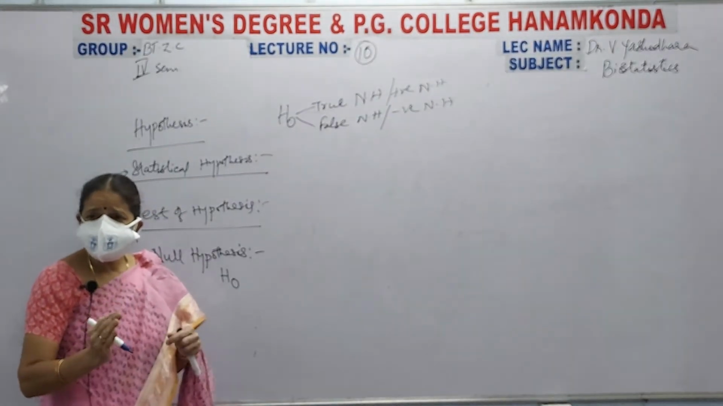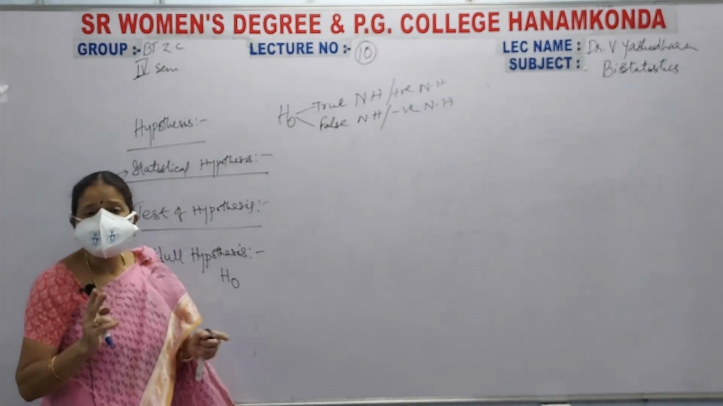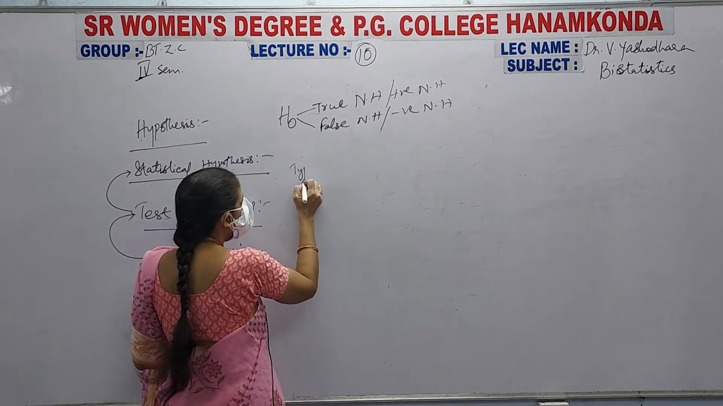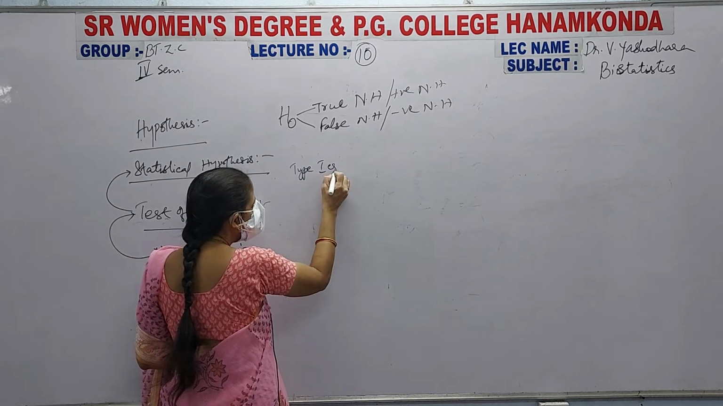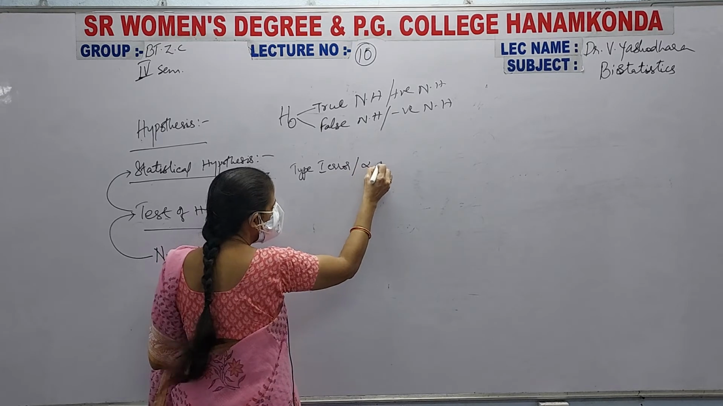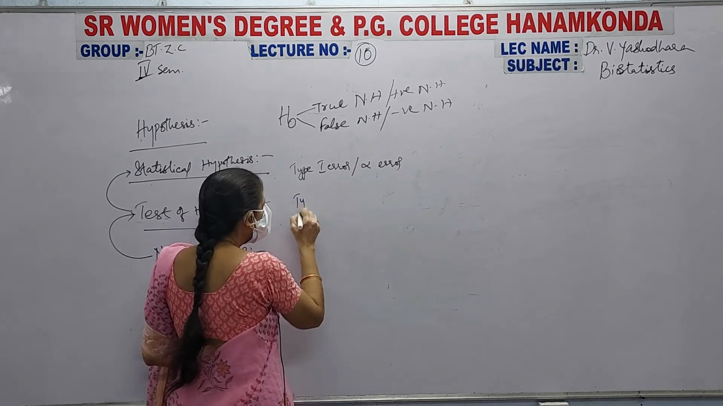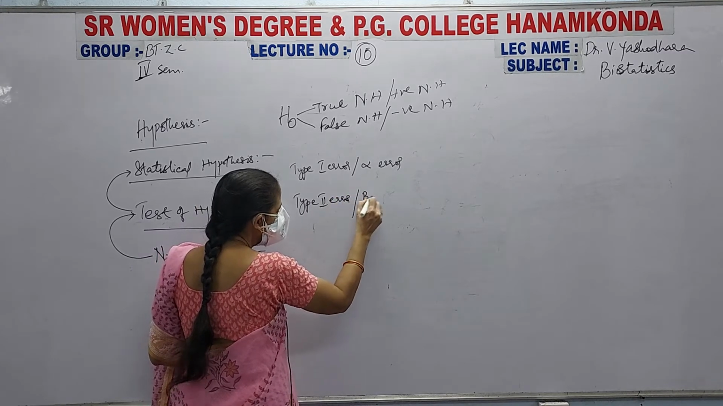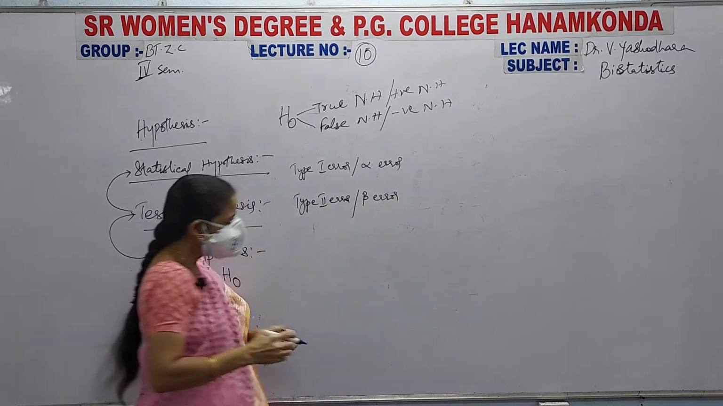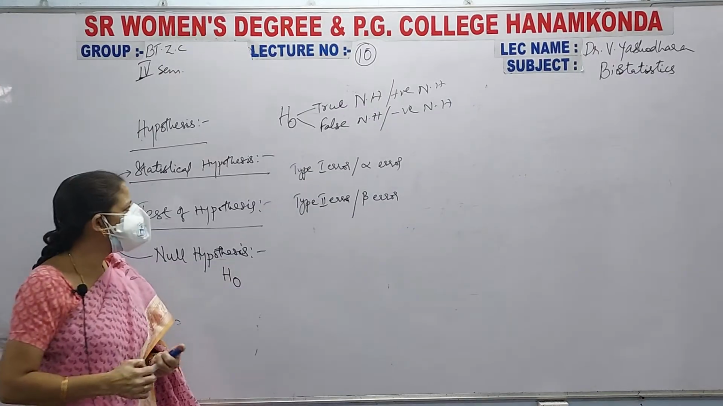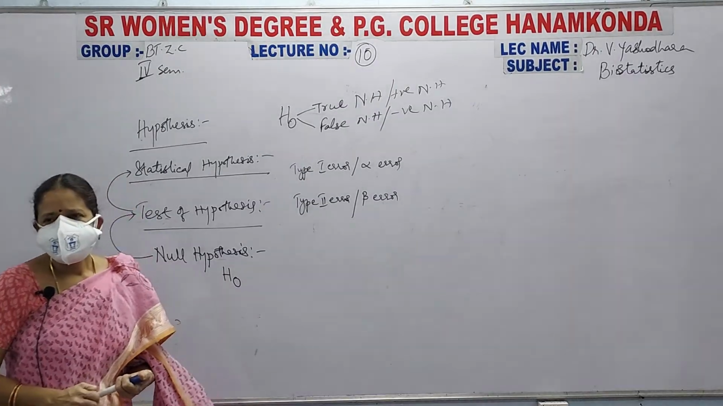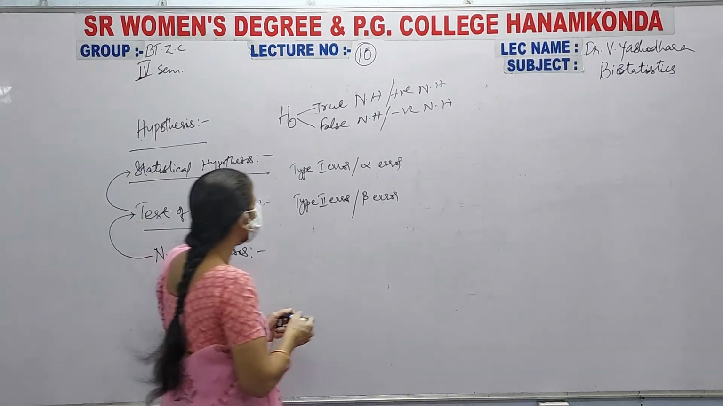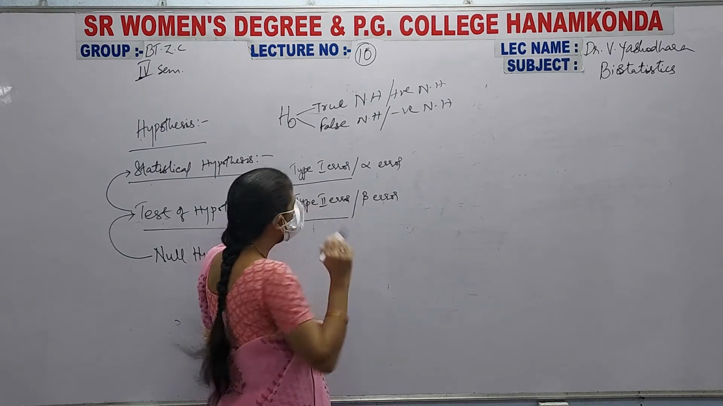ఈ నల్ హైపోథసిస్ చేస్తున్నప్పుడు రెండు ఎర్రర్స్ అయ్యే ఛాన్స్ ఉంది. ఎర్రర్ అంటే ఏంటి, తప్పులు. ఏంటా ఎర్రర్స్? టైప్ 1 ఎర్రర్, ఆర్ దిస్ కెన్ ఆల్సో బి కాల్డ్ యాజ్ ఆల్ఫా ఎర్రర్, అండ్ టైప్ 2 ఎర్రర్, దిస్ ఈజ్ ఆల్సో నోన్ యాజ్ బీటా ఎర్రర్. ఓకే, alpha error and beta error. See here, alpha error is in this type 1 error.